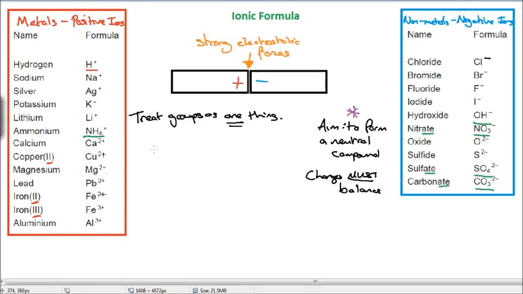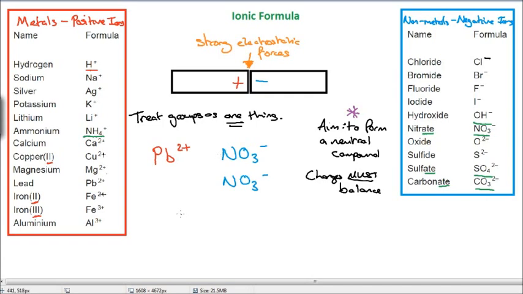So the question that I'm actually looking at is from January 2013. It asks for the formula of lead nitrate. So let's have a look. We've got lead over here. Lead is Pb2 plus. Nitrate over here on the right is NO3 minus. And remember, treat that as one thing. So in order for these charges to balance out, we're going to need 2 of these. Now we've got 2 plus on this side, 2 minus on this side.